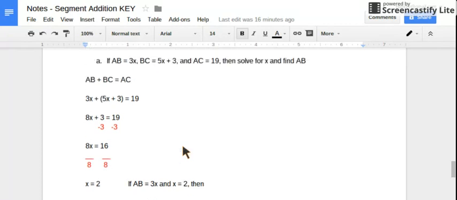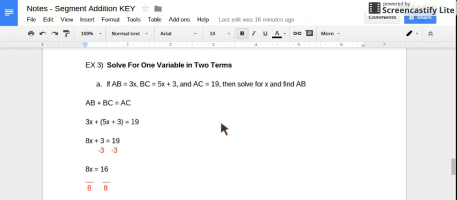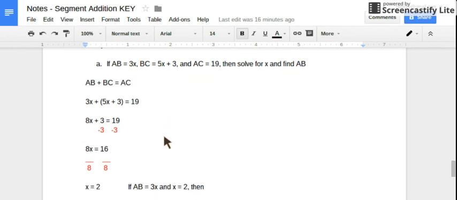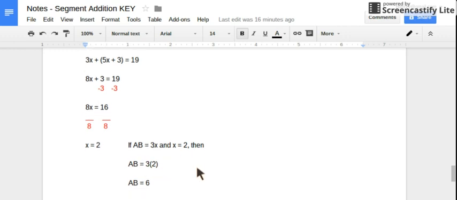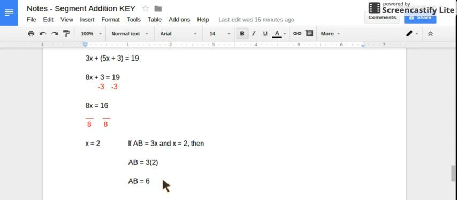But that wasn't the question. The question was find the distance from A to B. So now that we know that x is 2, I'm going to plug it back in. We know that AB is 3x. And if x is 2, then AB is 3 times 2. So the distance from A to B ends up being 6.